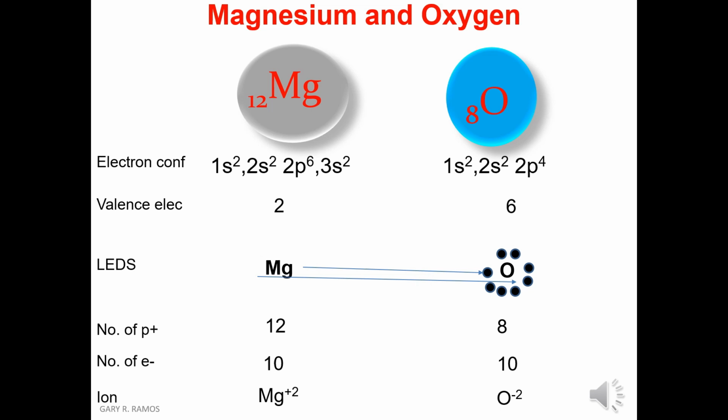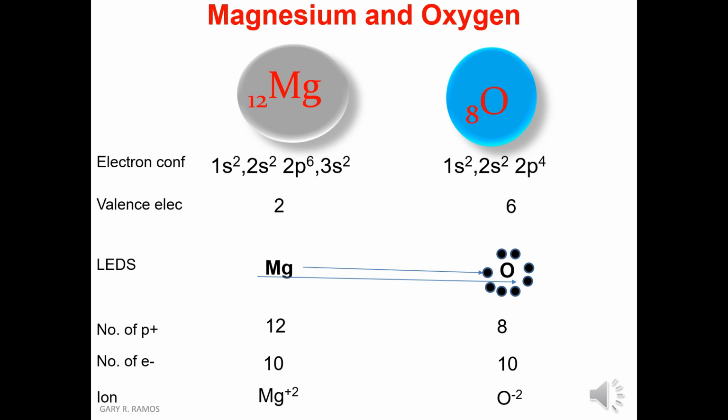After the magnesium transfers its electrons to oxygen, the number of protons and electrons in magnesium are not equal anymore. There are more protons found in magnesium compared to its electrons. Thus, the magnesium becomes Mg positive 2. It means there are more protons compared to its electrons by 2.